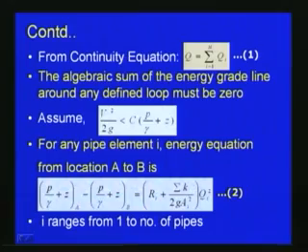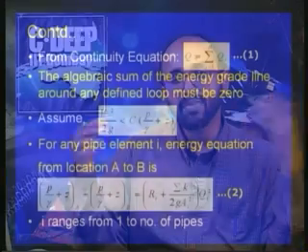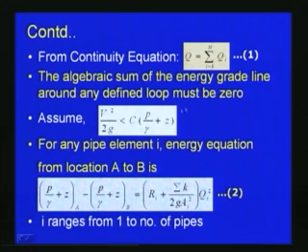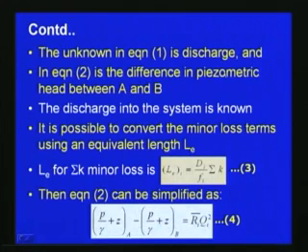These are the basic equations we use for pipes in parallel: one is the continuity equation and the second is the energy equation, depending upon the problem. Here the unknown in equation 1 is the discharge, and equation 2 gives the difference in piezometric head between A and B. Equation 1 comes from the continuity equation. The discharge into the system is known, the total discharge is known.